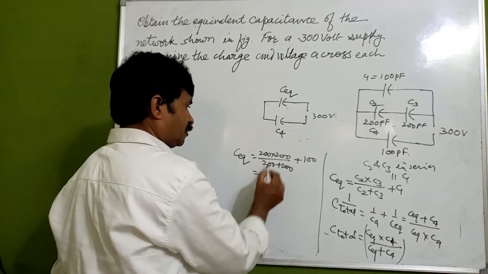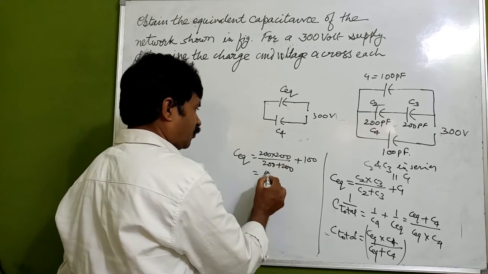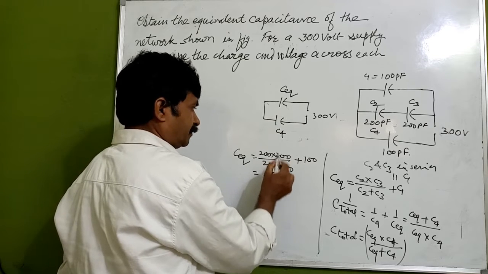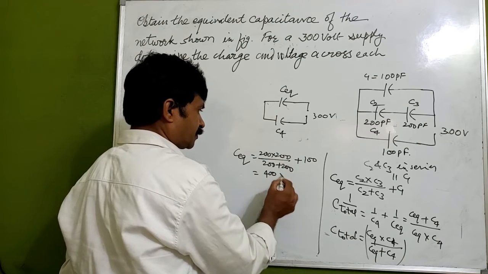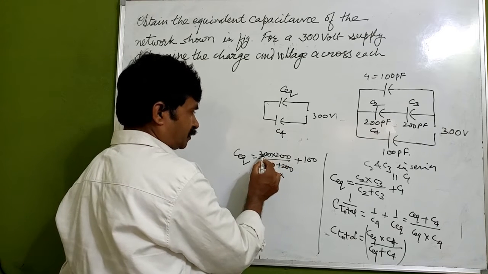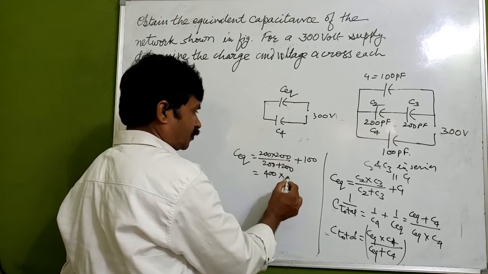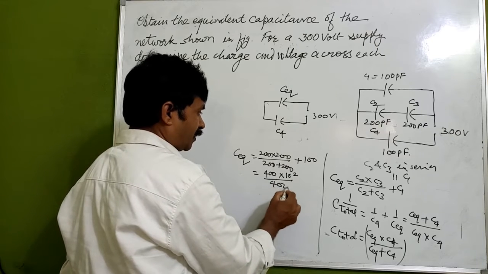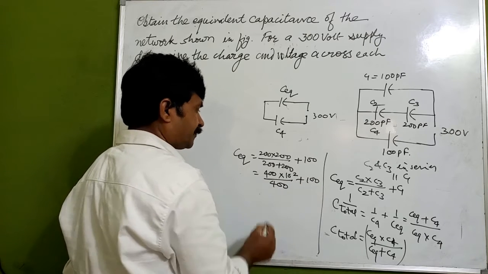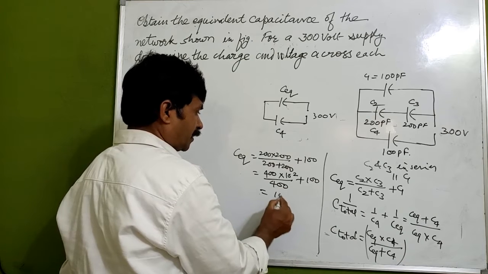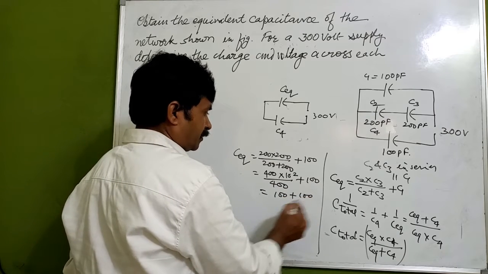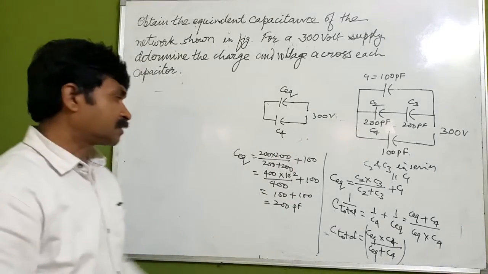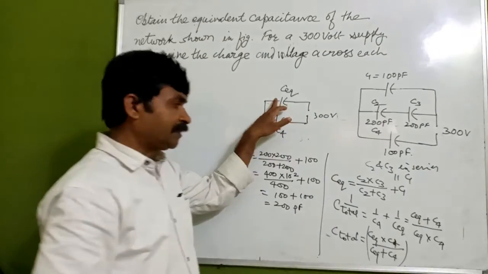So it is 400. I am taking this because it will be easy for calculation. This 200 into 400 into 10 raised to the power 2 divided by 400 plus 100. So it is going to be 100 plus 100. It is going to be 200 picofarad. This is the C equivalent which we have got here.